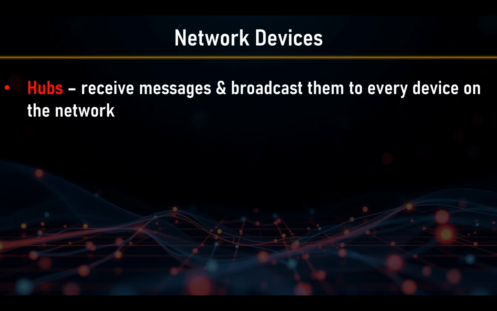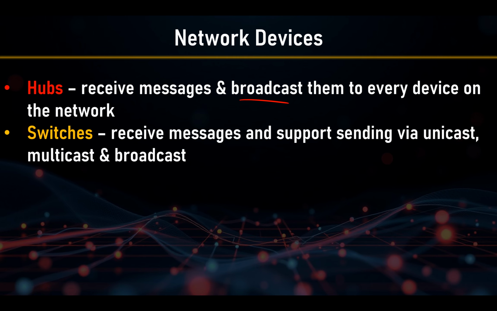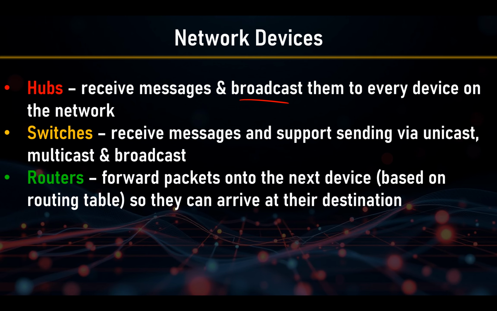Then if we look at some of the common devices on the network, so hubs, that's going to receive a message and broadcast it to every device on the network. And because it can only broadcast, this is why hubs are generally not used anymore. The new version of a hub is a switch. Basically it's going to do the same thing, so it's going to receive the message and send it to others, but this time it can send unicast, multicast, and broadcast. So a switch is just an improved hub, since it supports those 3 transmission modes.